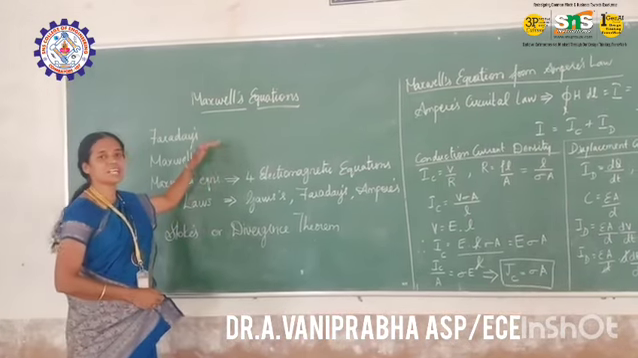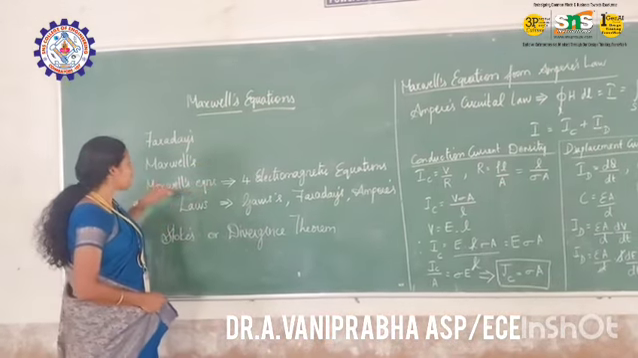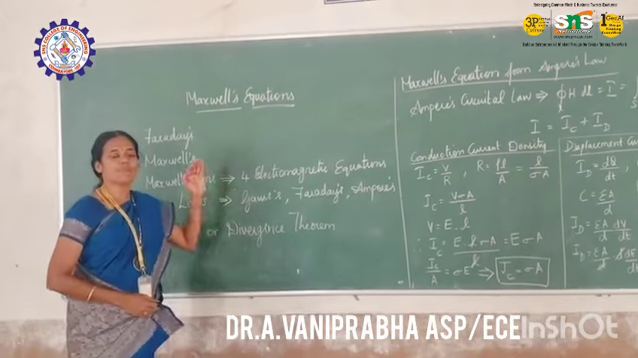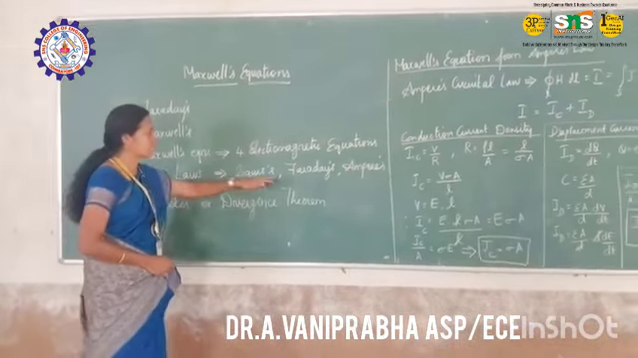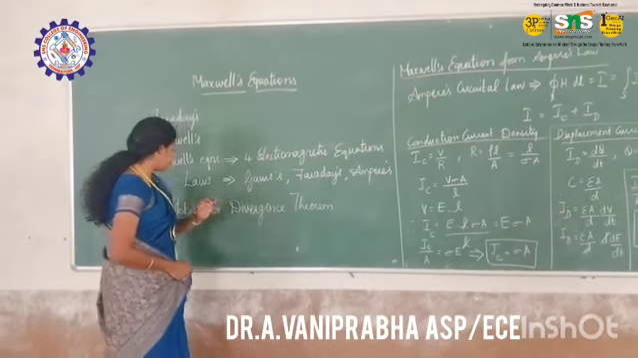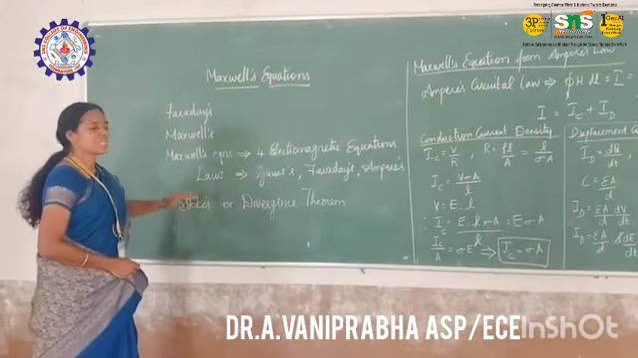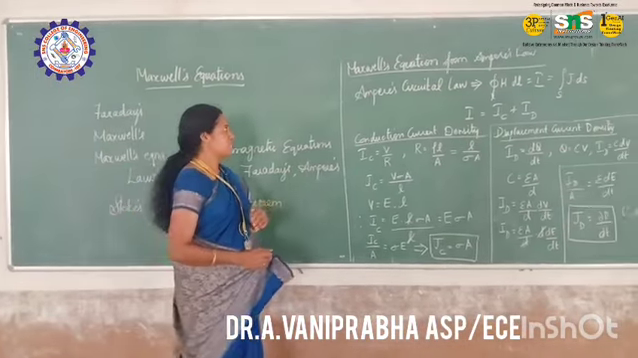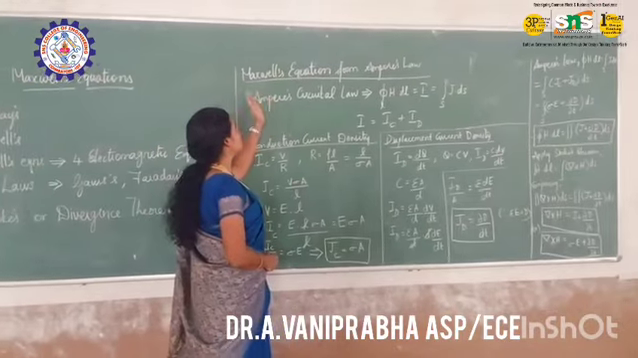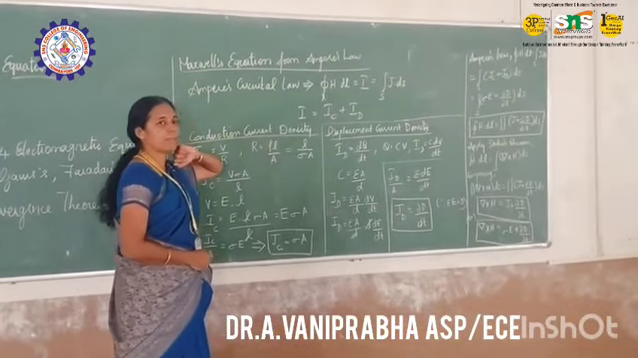So these two are electromagnetic concepts, and Maxwell derived four sets of electromagnetic equations based on these laws: Gauss's law, Faraday's law and Ampere's law. Based on Stokes' theorem or the divergence theorem, every Maxwell equation has been formulated. Now let us look into Maxwell's equation from Ampere's law.